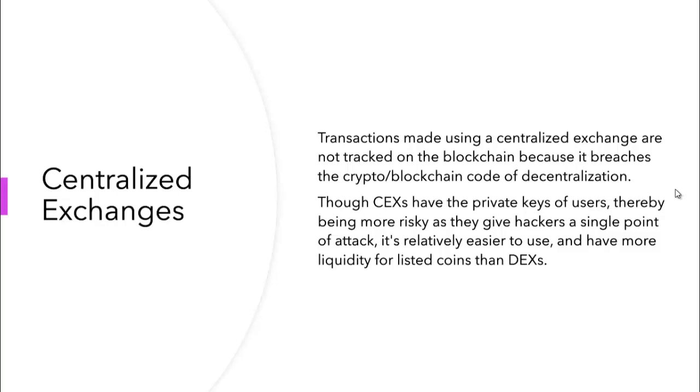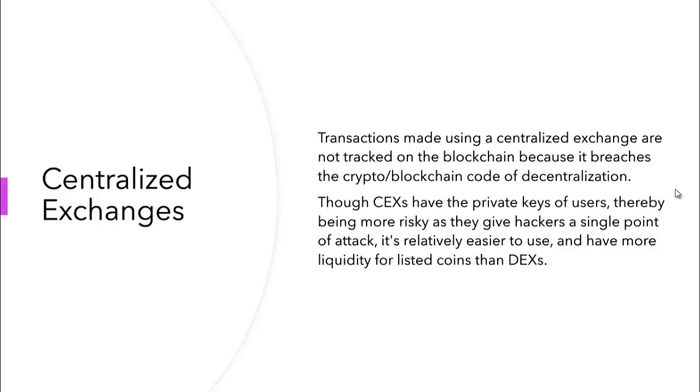So they give hackers a single point of attack, which means if a hacker wants to hack the blockchain, the hacker has to steal thousands and millions of individual private keys in order to do that. But in a centralized exchange, you just have to look for that one private key, or those set of private keys, in order to gain access. You get? So it gives them a single point of attack, just like your bank now.